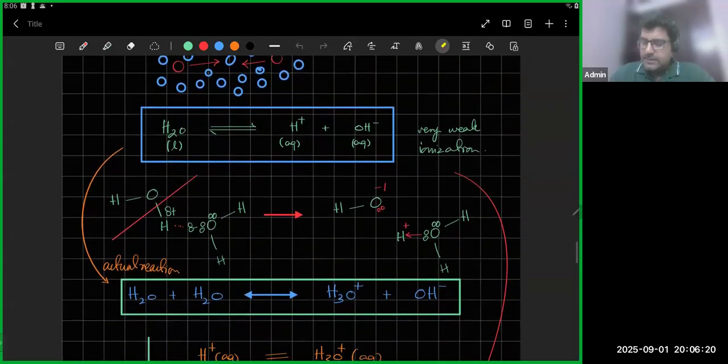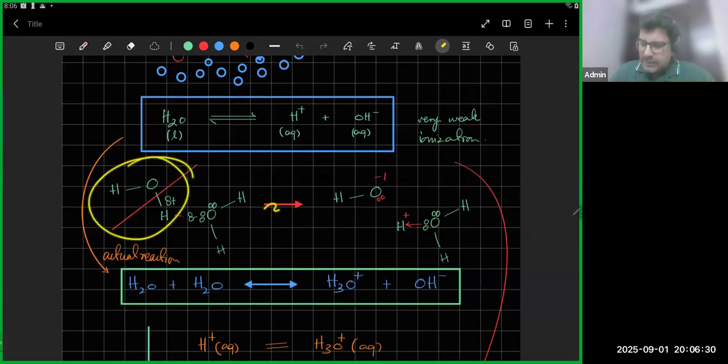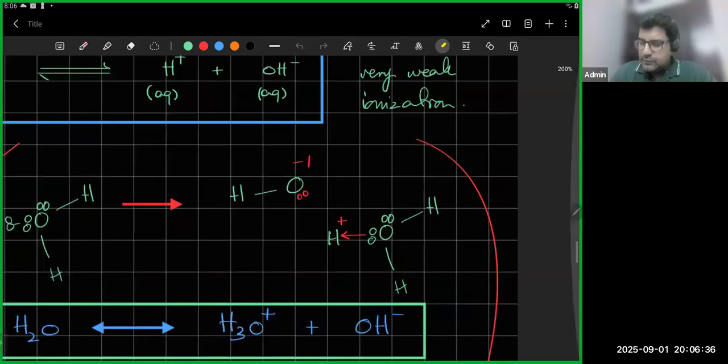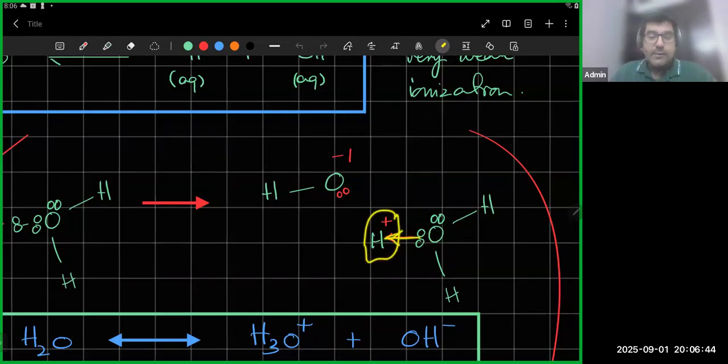Now, the actual reaction is not this one. This one is a simplified reaction of what goes on. What actually happens is that two water molecules collide. One of the water molecules loses its H plus one ion. Okay, it loses the H plus one, it becomes an OH minus one ion. And where does the H plus one go? The H plus one goes and attaches to the lone pairs of the other water molecule.